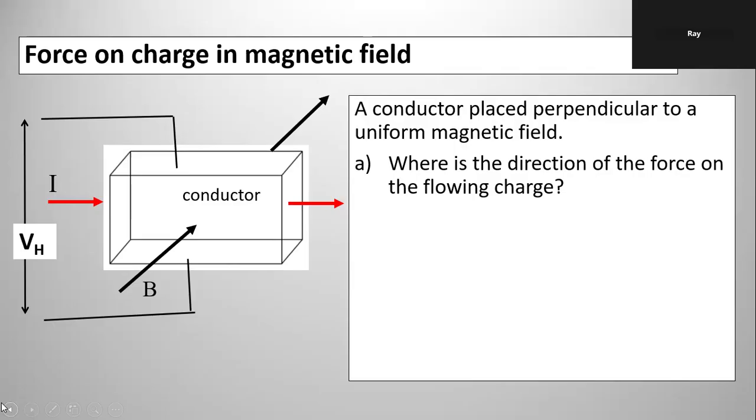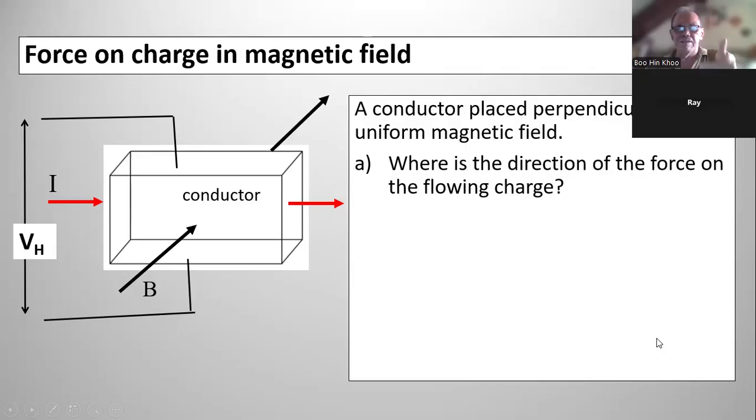Use Fleming's left-hand rule. Looks like up. The field is going in, the current is going from left to right. So the force is upwards. But it's acting on the electron.